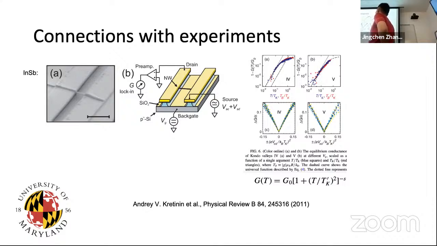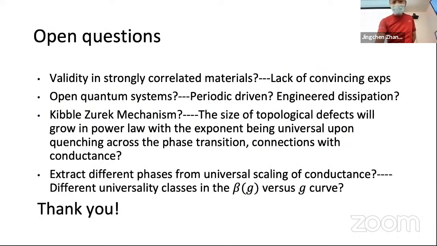The red and blue ones are the experimental data. The black dashed lines are the predicted curve using the universal relation. And we can see that when the temperature is very low, they coincide pretty nicely with the theory. So that's sort of evidence of the universal scaling of conductance.